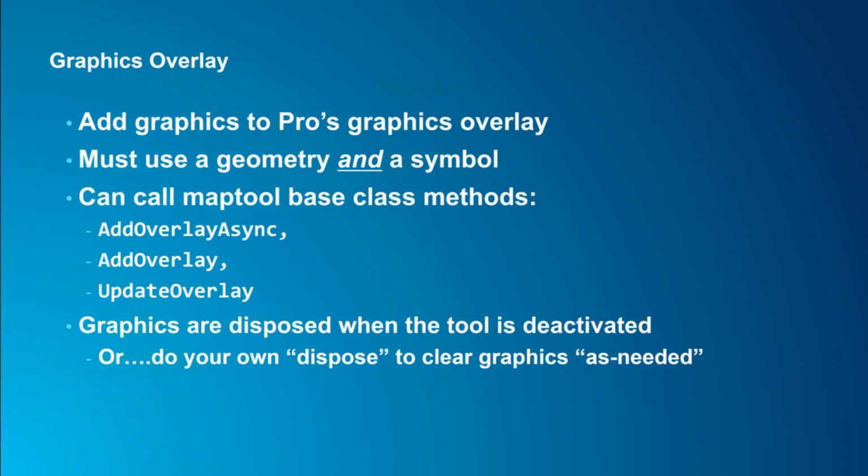Next we're going to look at graphics overlay. This allows us to add graphics to Pro's graphic overlay itself. In order to do that, you must use a geometry and a symbol. You can call the map tool base class, and there are a couple of methods that we provide: add overlay asynchronous, add overlay, or update overlay. Graphics are disposed when the tool is deactivated, or you can do your own dispose to clear the graphics as needed, and we'll show you in a second how that's done.